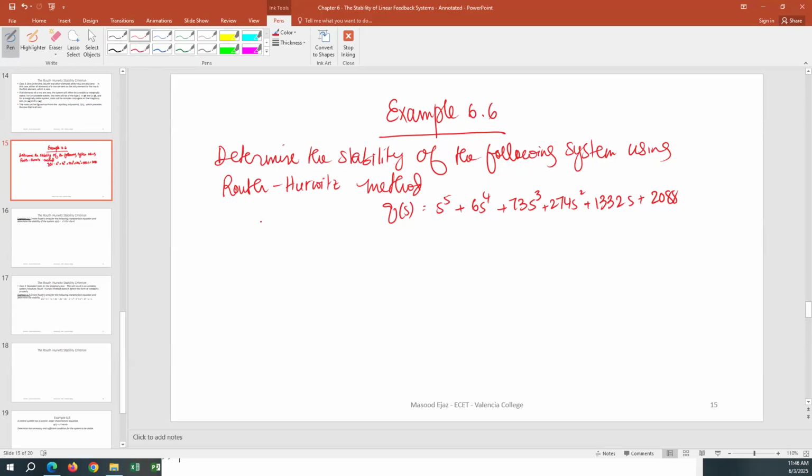So let's create the Routh-Hurwitz array. S5, S4, S cubed, S squared, S to the 0. 173, 1332.